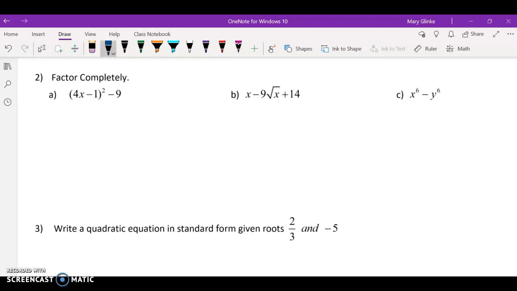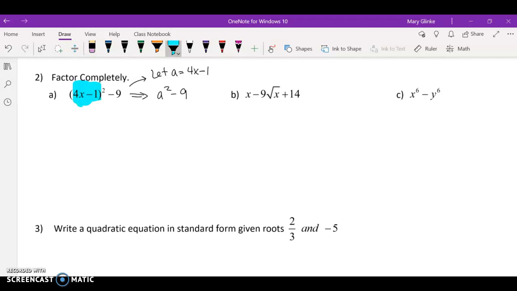We have (4x minus 1) squared minus 9. Now, looking at this, it looks pretty messy. We could write 4x minus 1 twice and square it and subtract the 9 and then factor, but that's a lot of work. So wouldn't it be nicer if this problem had just said a squared minus 9? We're going to let a equal 4x minus 1.